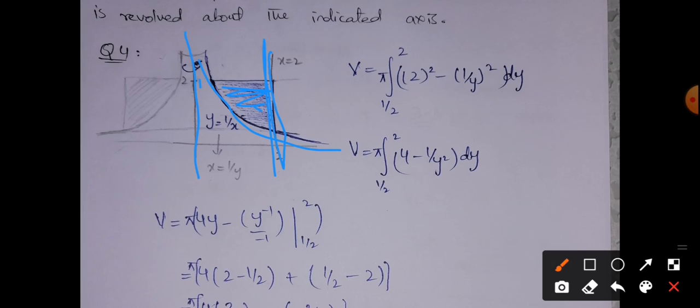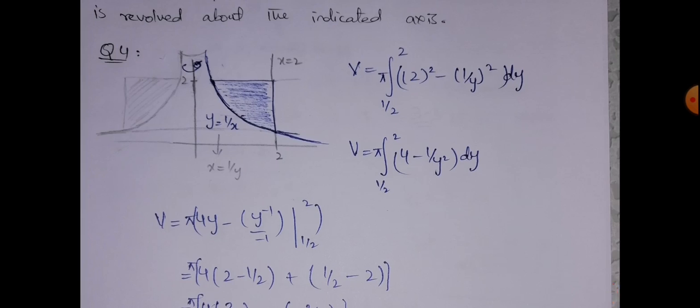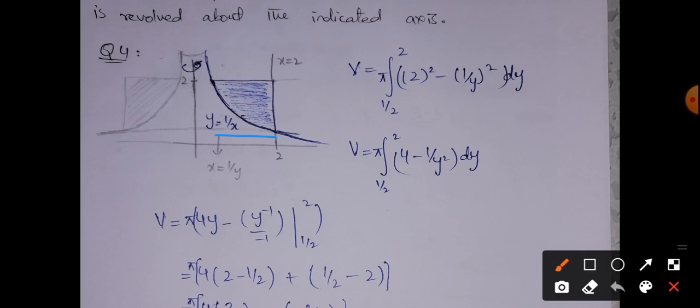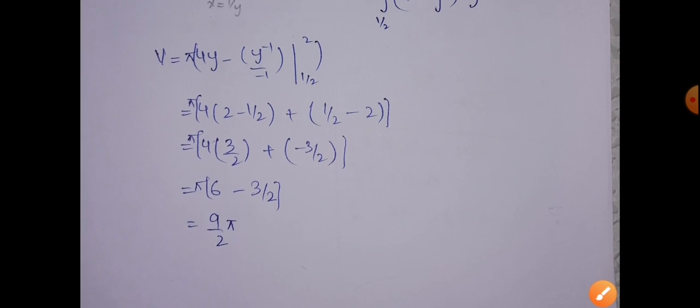So what we are going to do is take 2 square minus (1 over y) square, times pi as it is, and now we have to decide the boundaries of y. So here are the boundaries of y. This point corresponds to 1 by 2, and this point corresponds to 2. So from 1 by 2 to 2, pi as it is. The outer curve is 2, so 2 square minus (1 over y) square. Here is the formula for volume. So integrating it, we get the answer, which is 9 pi by 2.